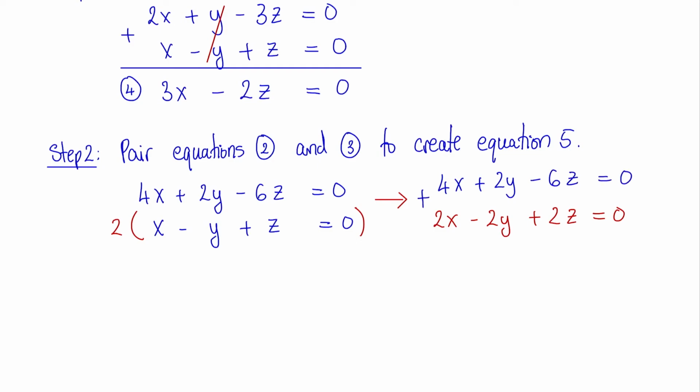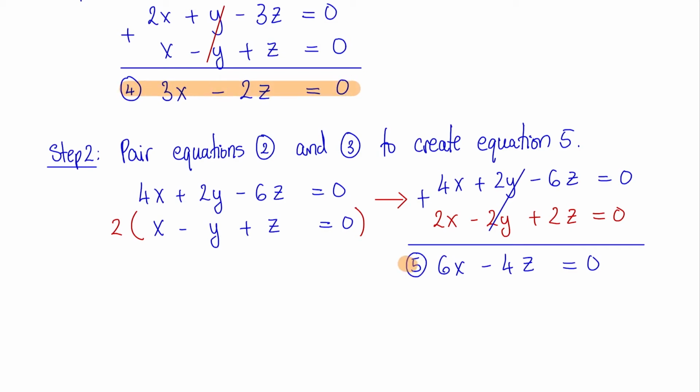And if I add these two equations, the 2y plus negative 2y is cancelled out. And I have 6x minus 4z equals 0. And this is my equation 5. So equation 4 and equation 5 are in terms of x and z. Now I'm going to pair these two equations.